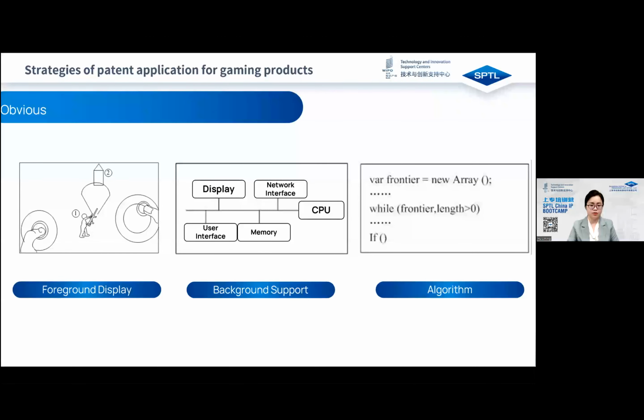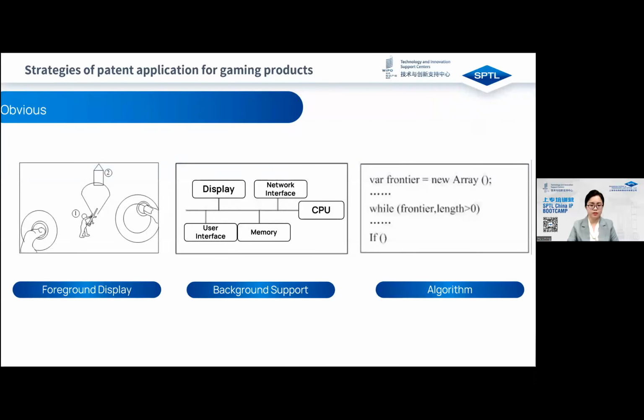The leftmost picture is a representation of the front-end display to the user. It can be seen that through the operation of the joystick, a command can be obtained so that the virtual object 1 can be controlled to make an action such as attacking the virtual object 2.